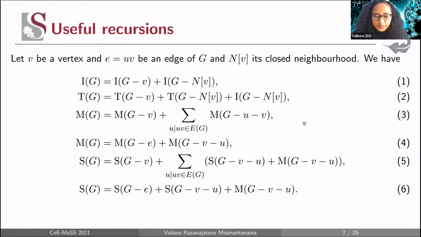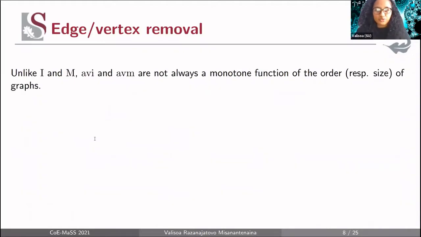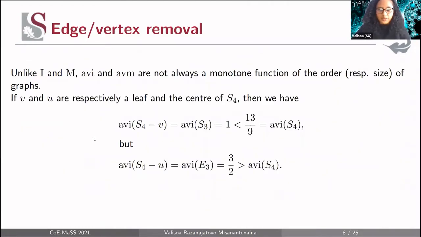And now if we move to the fourth equation, we can see that if we remove an edge from the graph, it will decrease the total number of matchings. So we wanted something similar for the average size, but unfortunately, it's not true. The average size of independent sets or the average size of matchings are not always a monotone function. So I will show you a counterexample now.